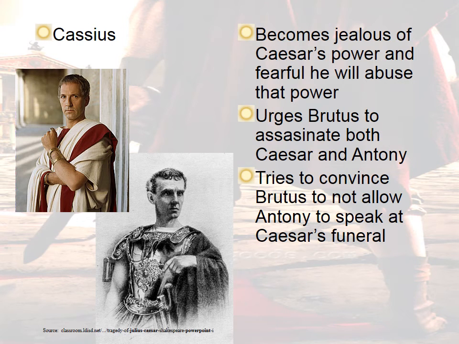And then, of course, we have Cassius, who is the main conspirator in all of this. He becomes jealous of Caesar's power and fearful that he will abuse that power. He urges Brutus to assassinate both Caesar and Antony. Cassius tries to convince Brutus not to allow Antony to speak at Caesar's funeral.